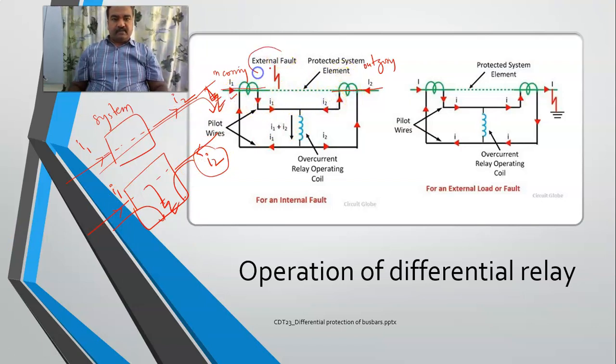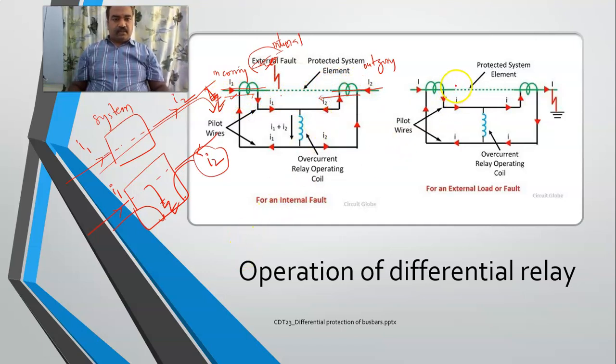This is an external fault, and this is an internal fault, okay? Because of this internal fault, I2 is also moving in this fashion to the ground. So since both the currents now, I1 is in this fashion, I2 is also in this fashion.